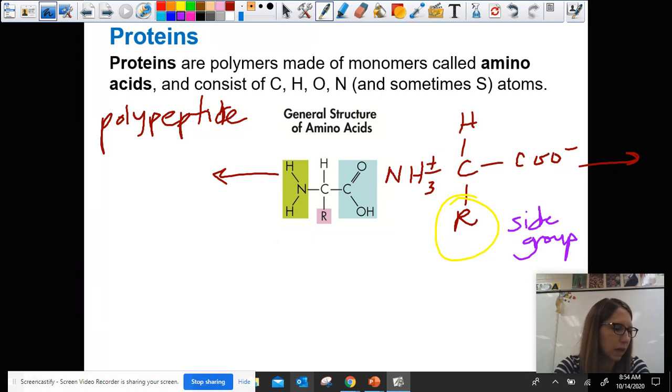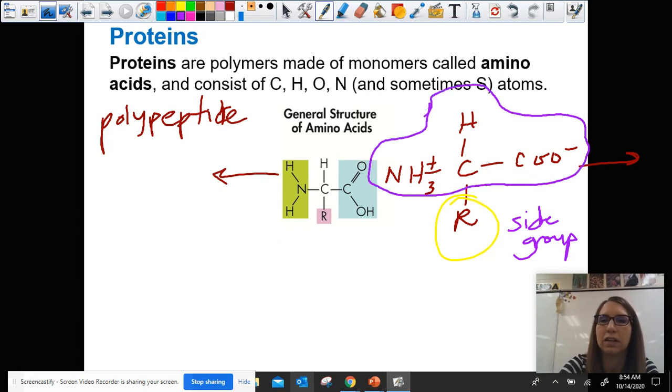So in reality, we have a total of 20 different amino acids, and the only thing that makes them different is what we see here at this R or this side group. Every other component here, this whole part of this amino acid is going to be exactly the same regardless of which amino acid we're looking at, regardless of which of the 20 we're looking at. It's the R group that defines them and gives them some physical and chemical characteristics. Okay.